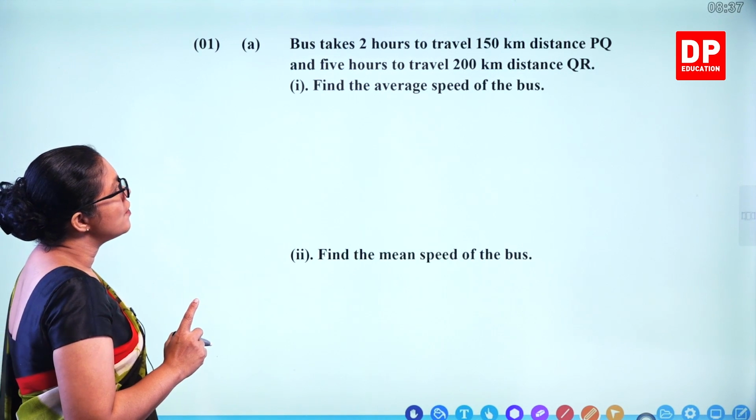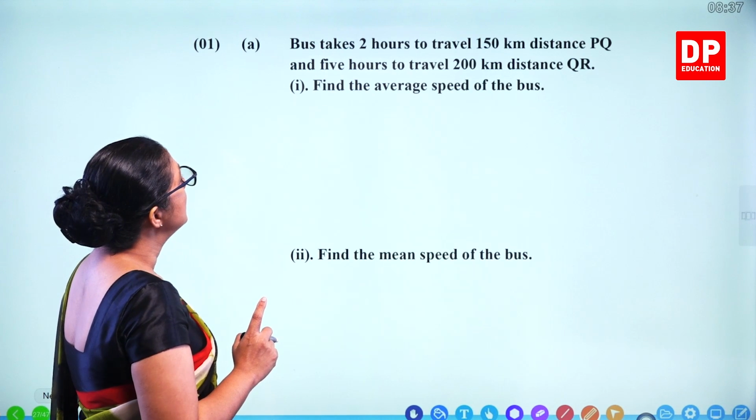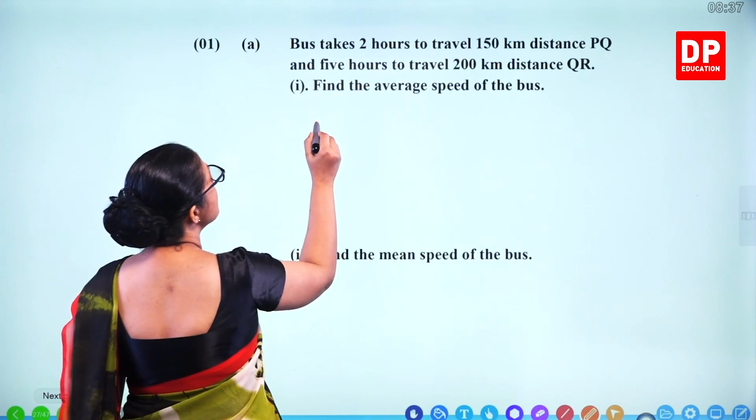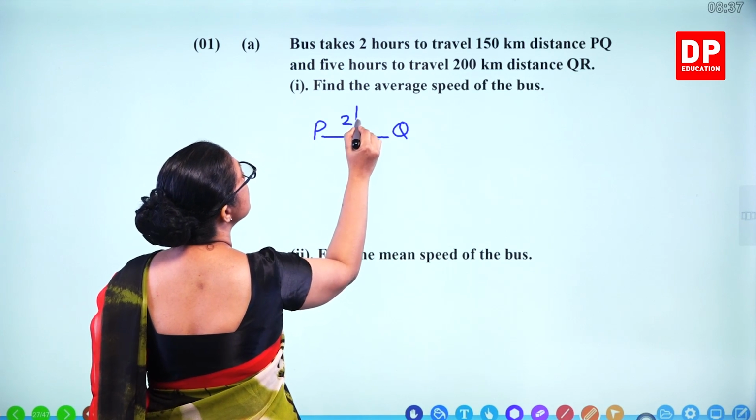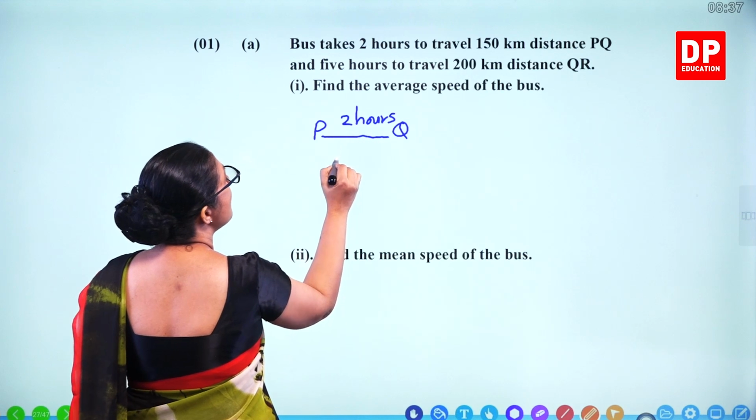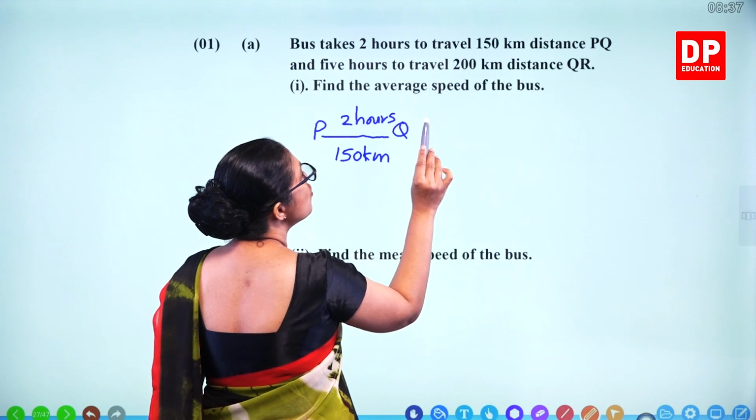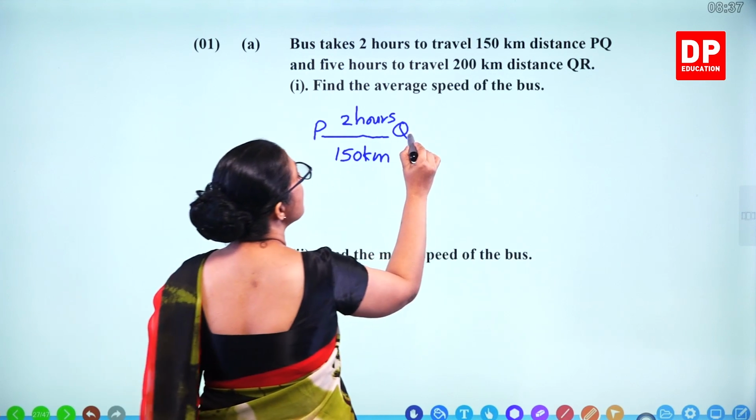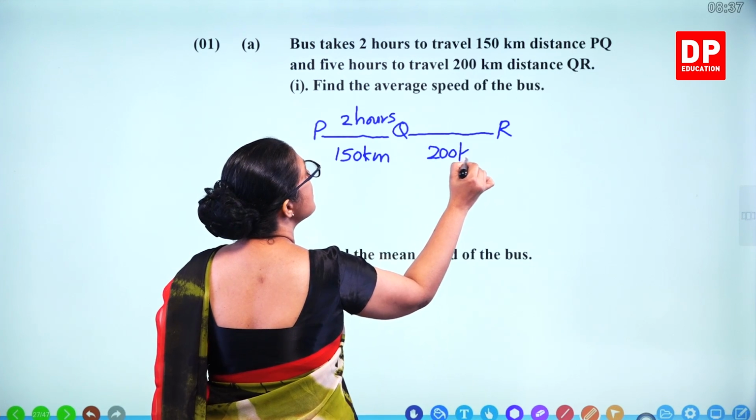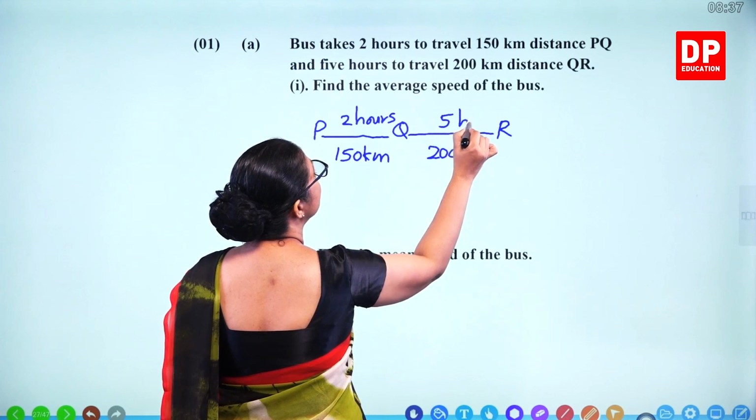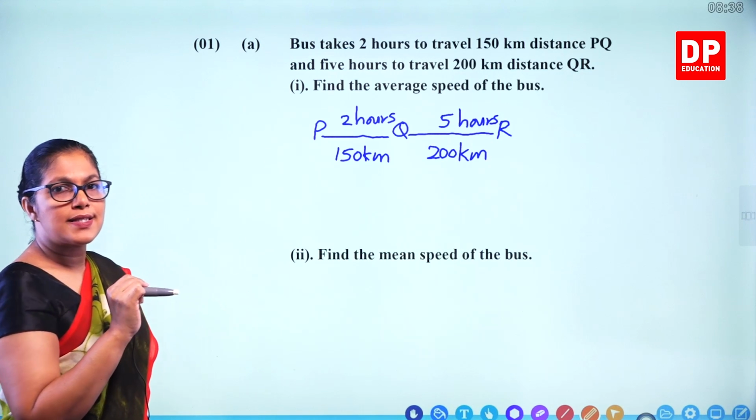A bus takes 2 hours to travel 150 kilometer distance PQ. So that's the distance PQ, it takes 2 hours. That's 150 kilometers. And 5 hours to travel 200 kilometers distance QR. There's another distance QR, that's 200 kilometers. It takes 5 hours. Find the average speed of the bus.